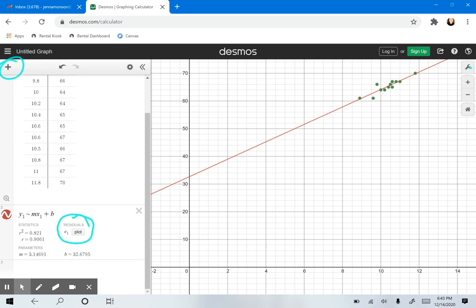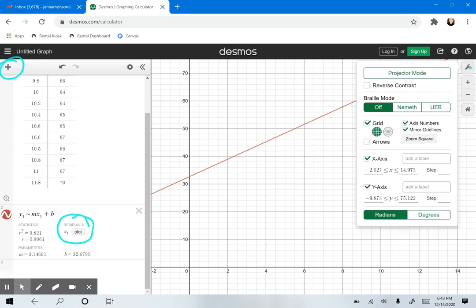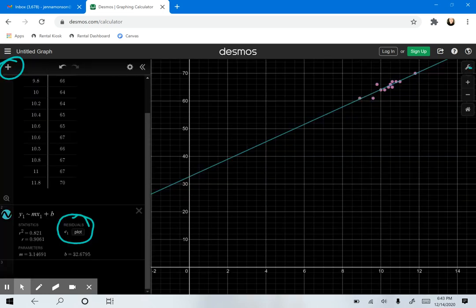Okay, so now, hey, it was automatically Christmas colors. Look at that. And now I'm going to ruin it and do reverse contrast because it's easier for me to see. Okay, you don't have to. It's just easier for me to see.